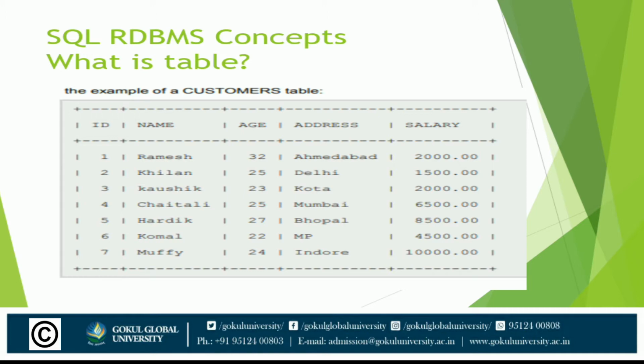Now, what is table? The data in RDBMS is stored in database objects called tables. The table is a collection of related data entries and it consists of columns and rows. Remember, a table is the most common and simplest form of data storage in a relational database. See the example of customer table.